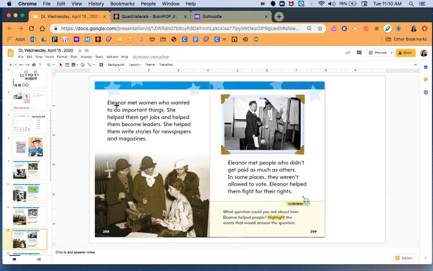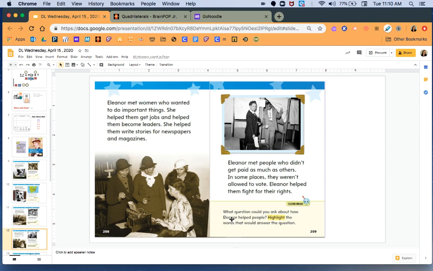Eleanor met women who wanted to do important things. She helped them get jobs and helped them become leaders. She helped them write stories for newspapers and magazines. Eleanor met people who didn't get paid as much as others. In some places, they weren't allowed to vote. Eleanor helped them fight for their rights.